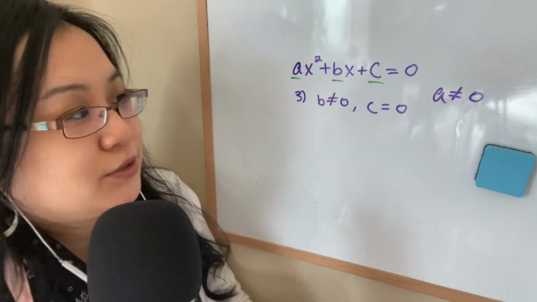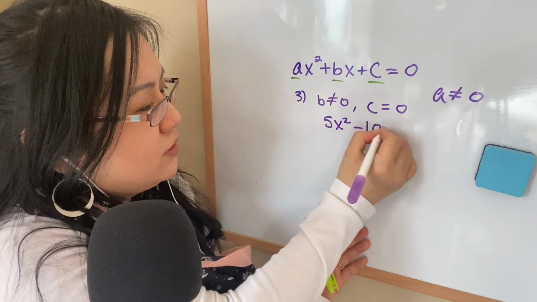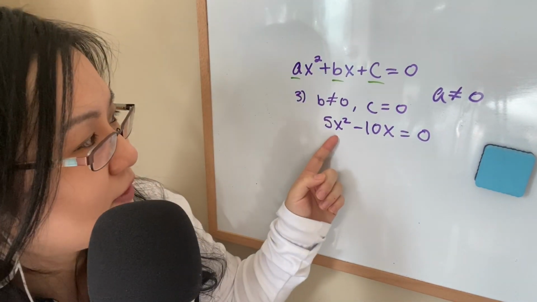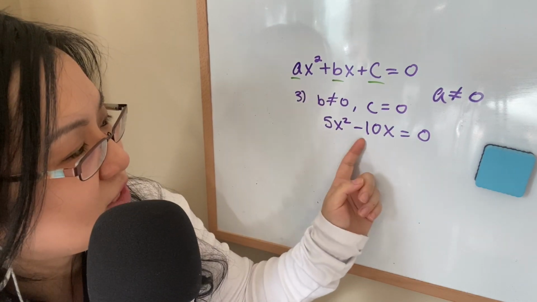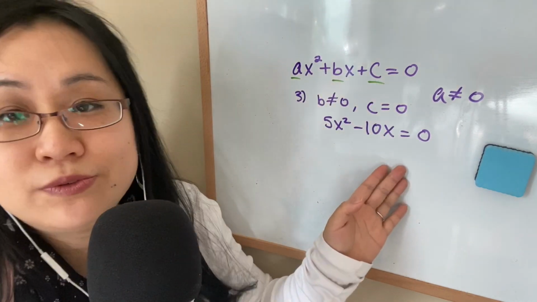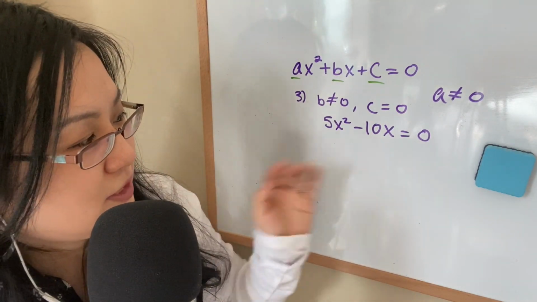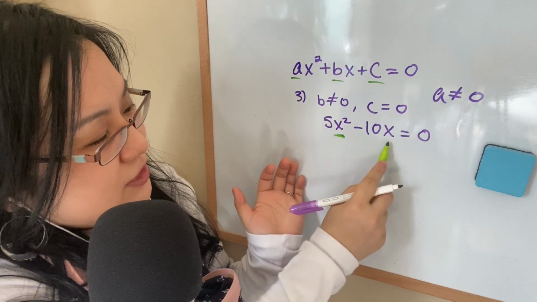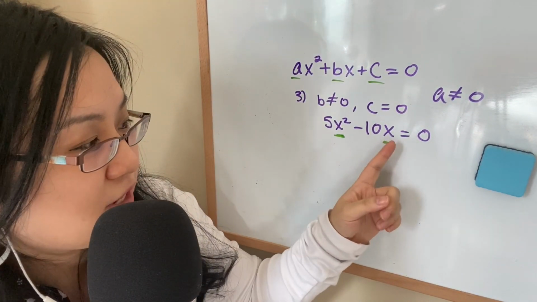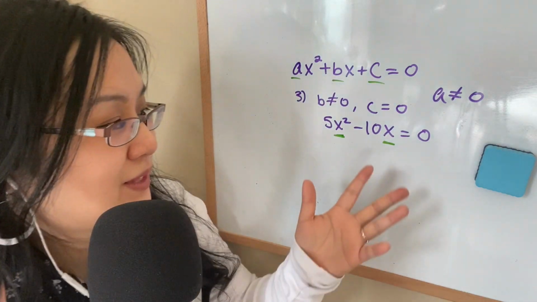So let's just do something like this. 5x squared, so a is 5, b is negative 10. You have your x, and then there's no c. It's just 0. So in this case, you'll see we have an x here and an x here. But because there's no constant term, we can at least factor out an x. So we can actually do this by factoring.